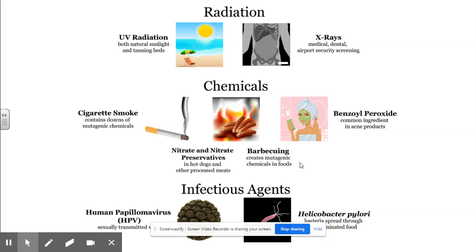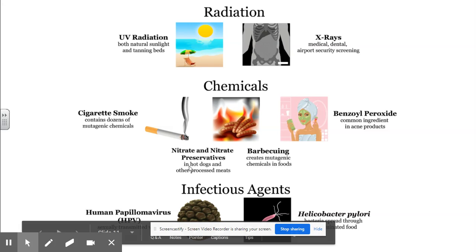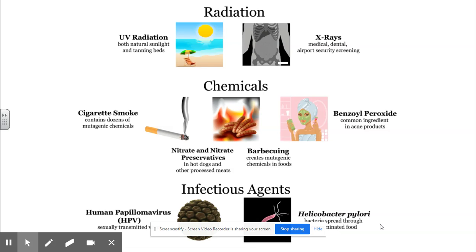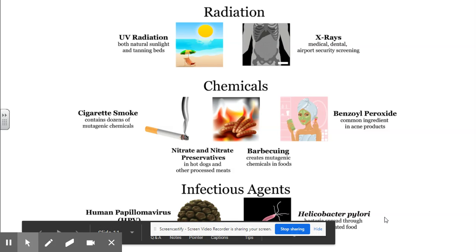Infectious agents such as HPV, which stands for the human papillomavirus, a sexually transmitted disease that can cause cancer in individuals. And then Helicobacter pylori, which is a bacteria that is found in contaminated foods. So you ingest it, it is in those contaminated foods, and it can cause changes to your DNA. So it's important to remember food safety.